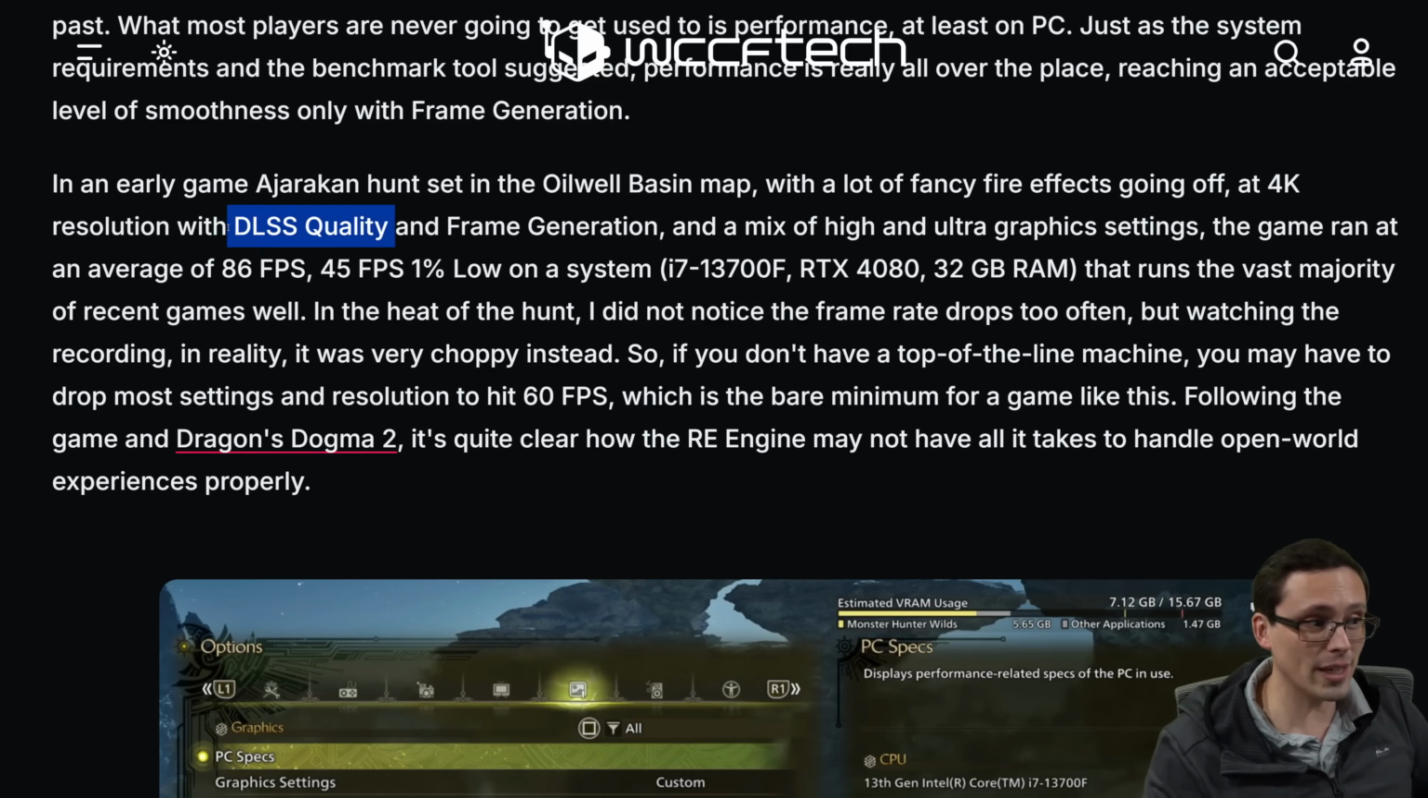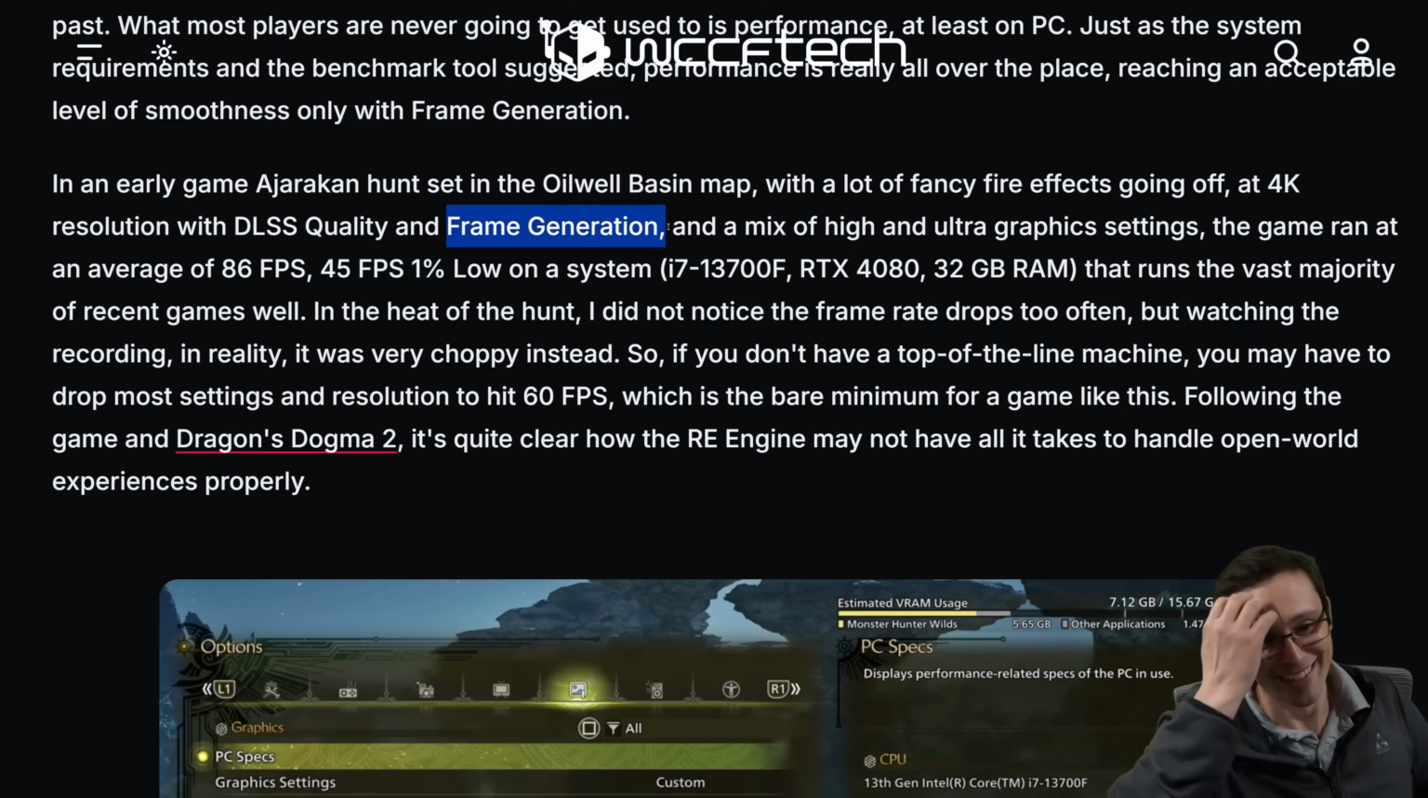Again, if that was at native 4K, okay, fine, but that's with DLSS quality enabled. 86 FPS with frame generation is really rendering at about 43 FPS, although frame generation itself has some overhead. So if you turn frame gen off, it would probably be higher than 43 FPS. I would guess closer to upper 40s or even 50. But again, that does not sound great. And that's 45 FPS 1% lows with frame generation.